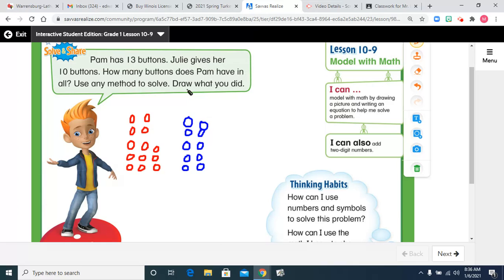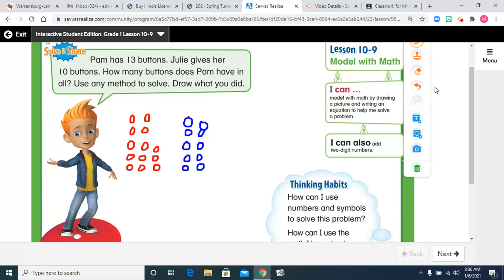Now, an easy way to do this would be just to count the buttons to figure it out. So let's start with the red ones. Ready, go. 1, 2, 3, 4, 5, 6, 7, 8, 9, 10, 11, 12, 13, 14, 15, 16, 17, 18, 19, 20, 21, 22, 23. So she has 23 buttons in all.